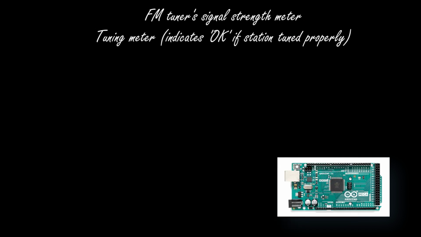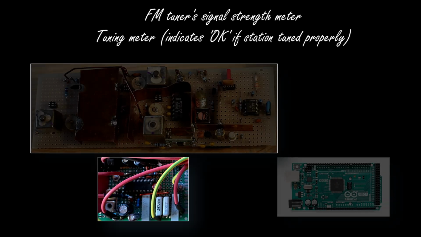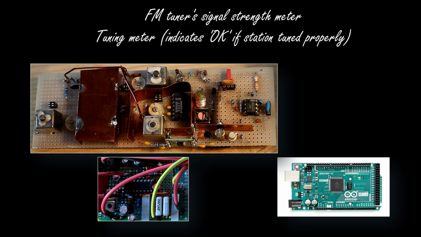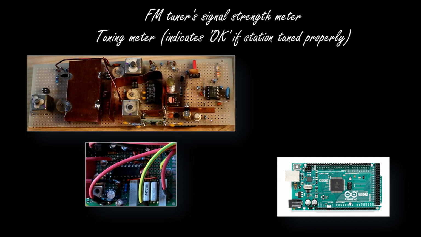Still speaking about analog signals, Arduino is utilized to measure the signal strength received by the FM tuner. Furthermore, Arduino is utilized to check if the received FM station is properly tuned. In order to accomplish that, I have 3 analog signals going out from the FM tuner to the Arduino analog pins.